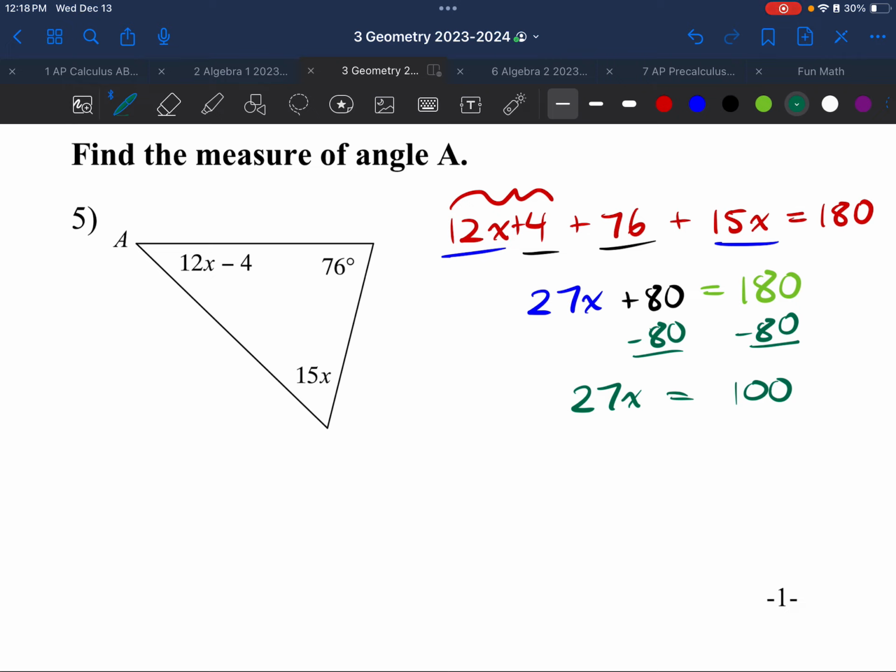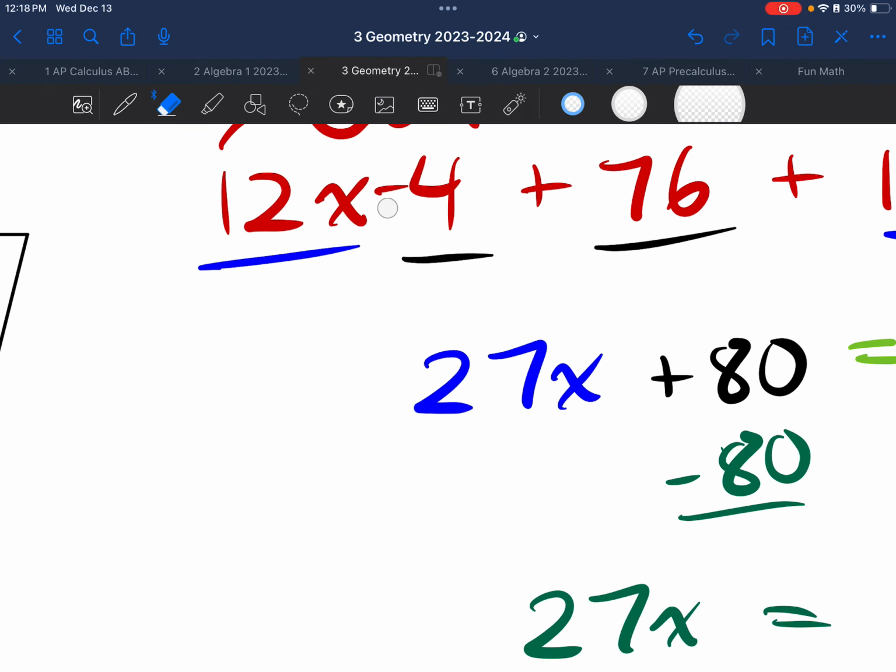What's my mistake here? 15, 27. I see my mistake now. And if you caught it before I did, then you can log some extra credit. I have a -4 here, and I accidentally wrote down a +4. So let me go ahead and erase that +4.